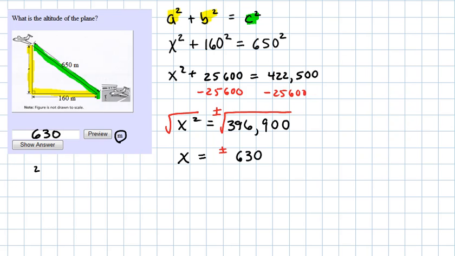Notice the label is already here for me in WAMAP. Then I look at it to see if that makes sense. Now the drawing's not quite to scale because the 160 there is probably a little bit longer than it should be if you were drawing it to scale. But certainly 630 makes sense to me. It's less than the hypotenuse, which is 650. It would have to be less than the hypotenuse because the hypotenuse is always the longest side. So yeah, 630 meters for the altitude of that plane makes sense.